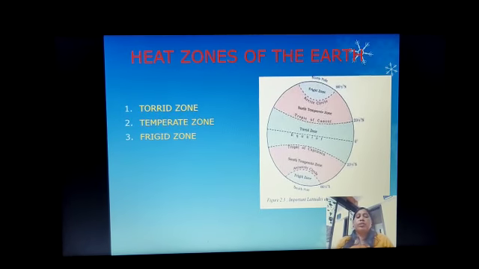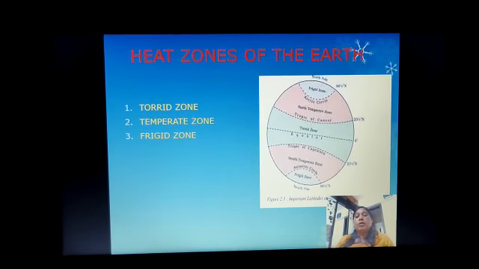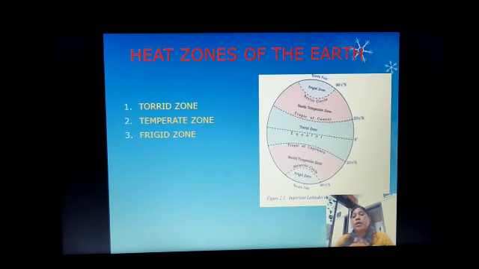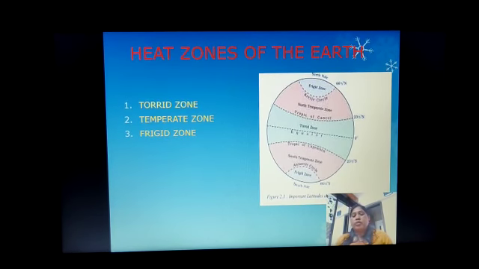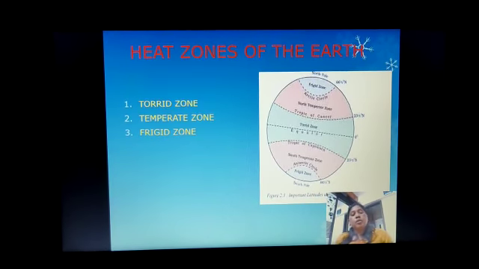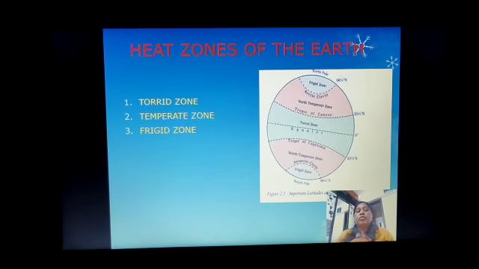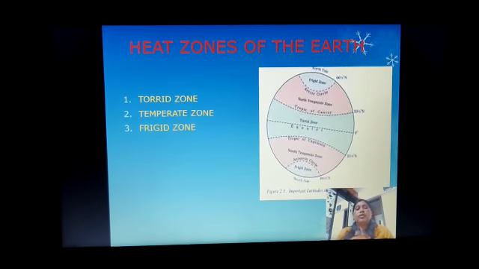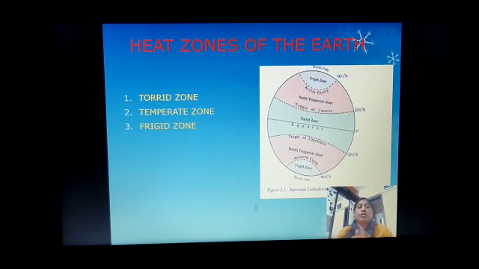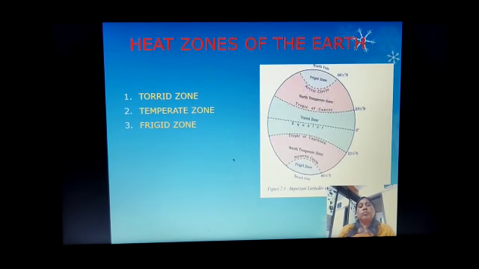Next, frigid zone. Frigid zone is the coldest zone. The region between the Arctic Circle and North Pole and the Antarctic Circle and South Pole is called frigid zone. Frigid zone receives slanting sun rays throughout the year, so it is cold.